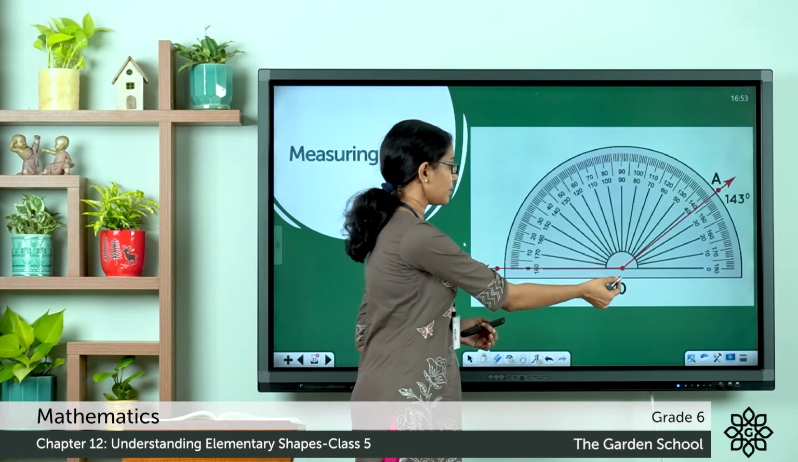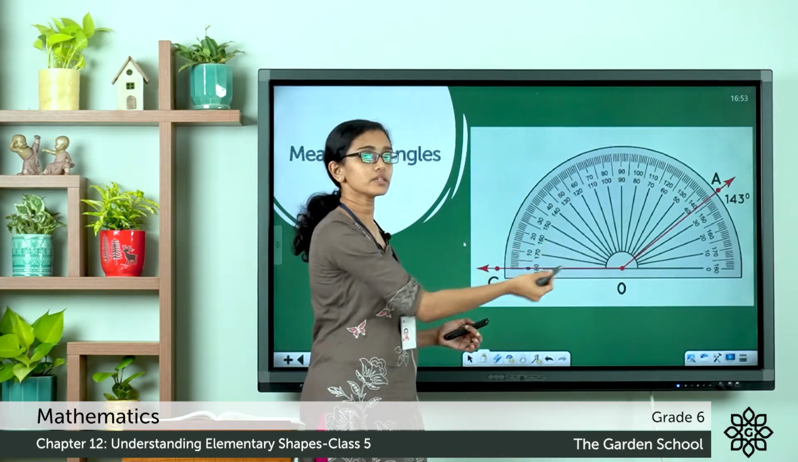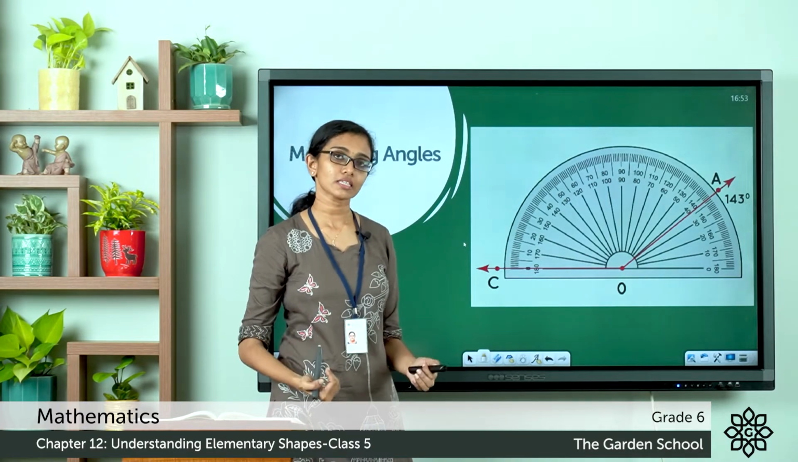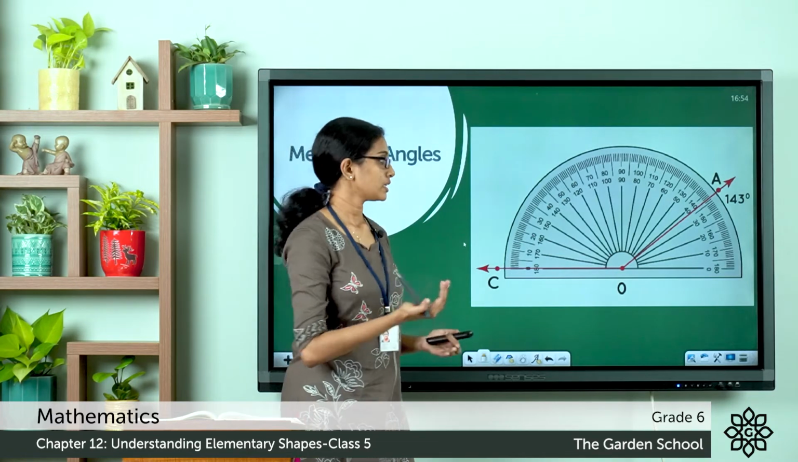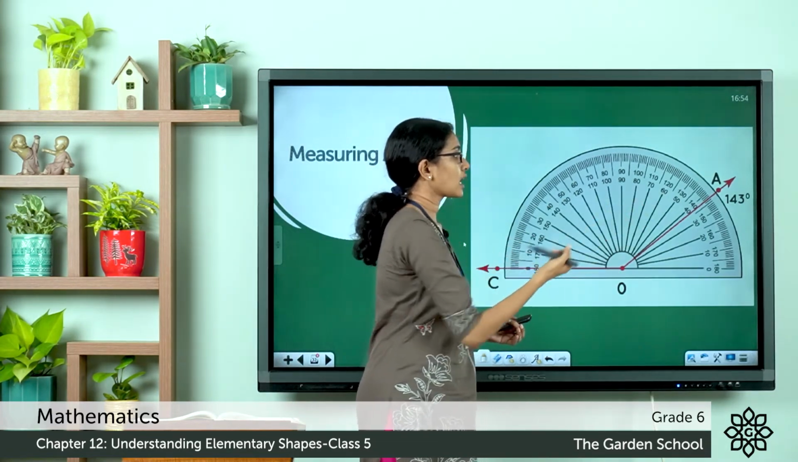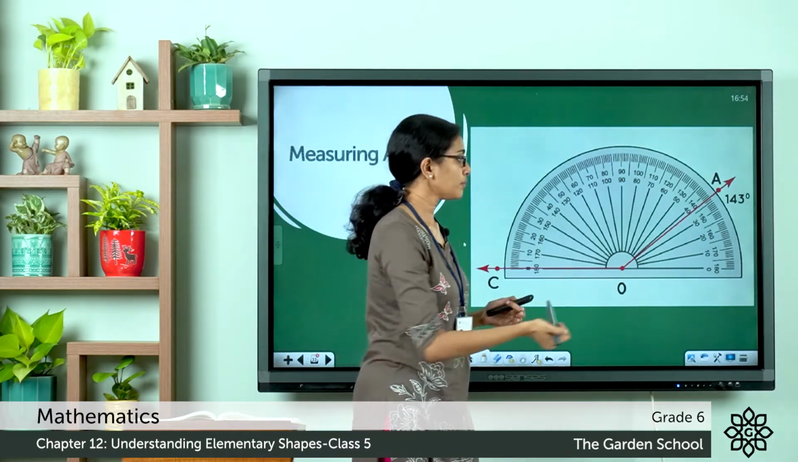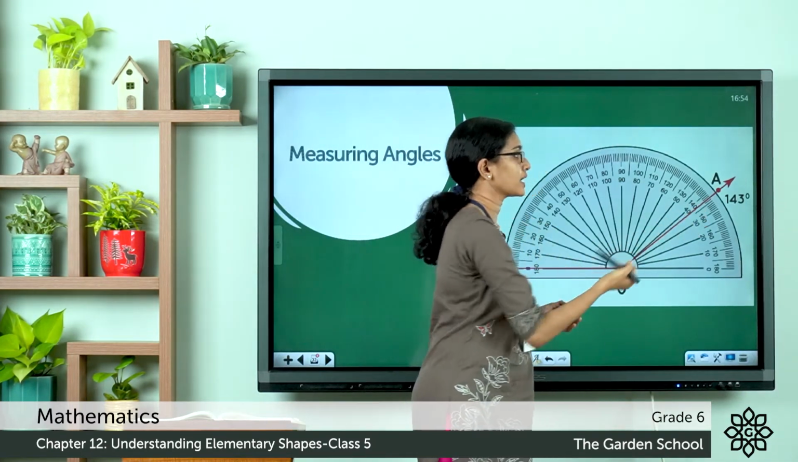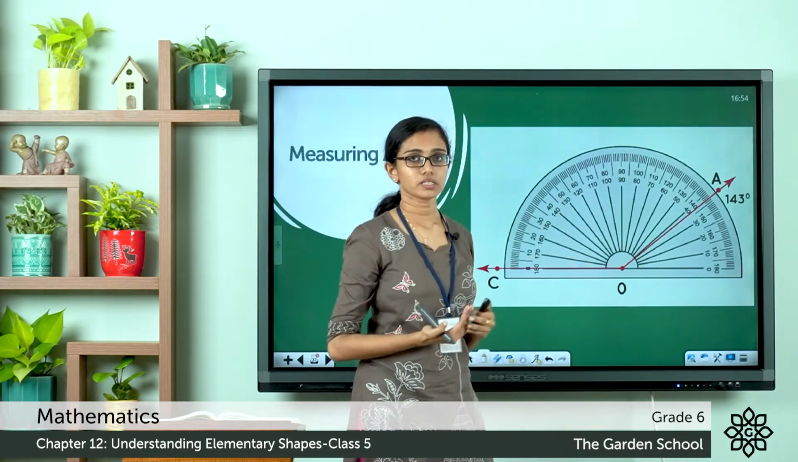See, the arm OC coincides with the 0 marking on the outer scale of the protractor. So in this case we have to choose the outer scale to take the measurement. Now see at which point the other arm coincides with the marking on the protractor. The arm OA coincides with the marking corresponding to 143 degree on the outer scale.